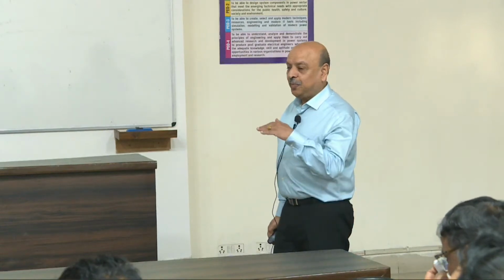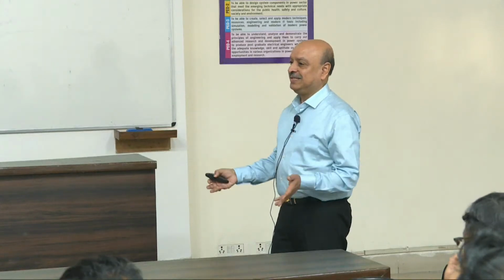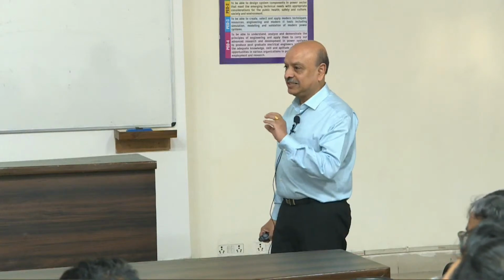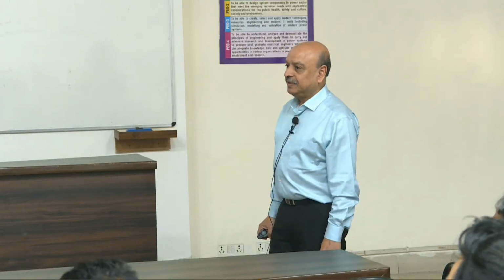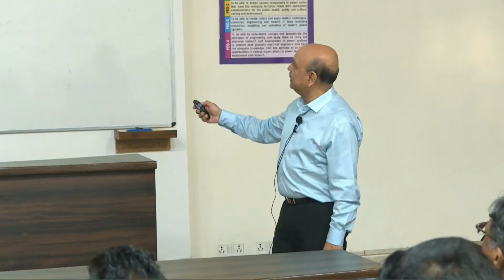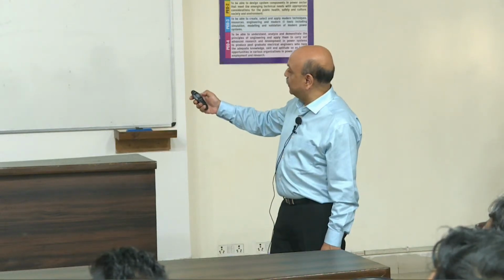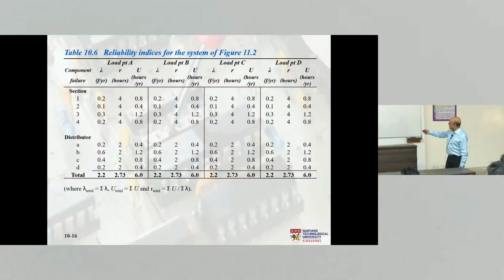Yeah. The lambda is of both section and... No, it's the load point. Now we are at the load point, because this is a system customer oriented index, not the individual section. It's the load point, for the distributor. So in other words, it's this one: lambda A multiplied by the number of customers at A, plus lambda B multiplied by the number of customers at B, okay?